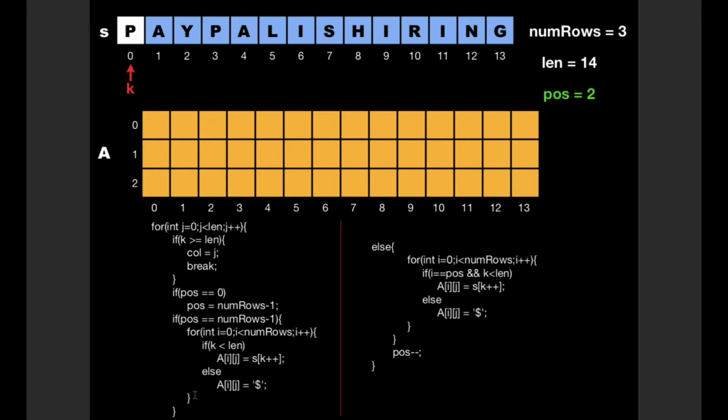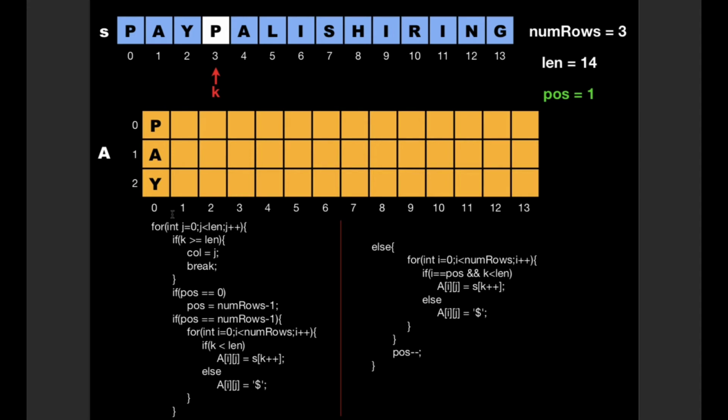And we begin the for loop from i equal to 0 to number of rows, and we check whether k exceeds the length. If it does not, then we copy the character from the string to the array A, column by column. So we copy P, A and Y to the array A in the first column, and then finally we decrement the value of position. So now the value of position is 1.